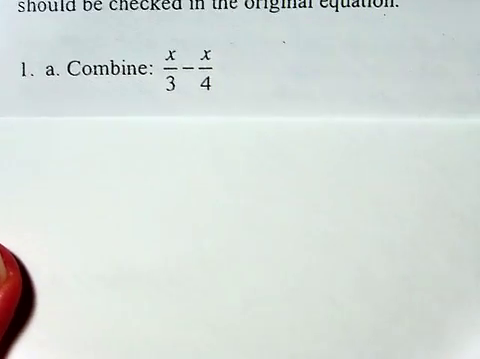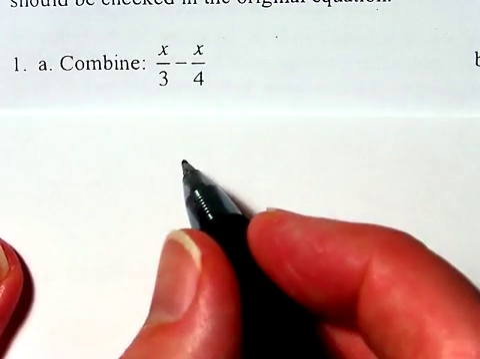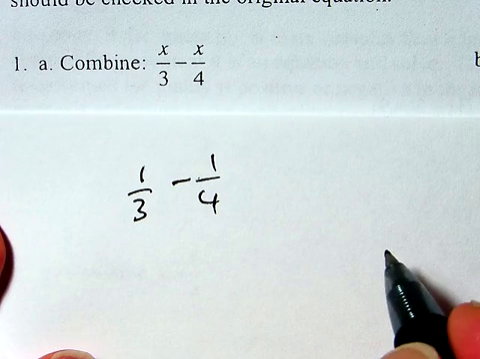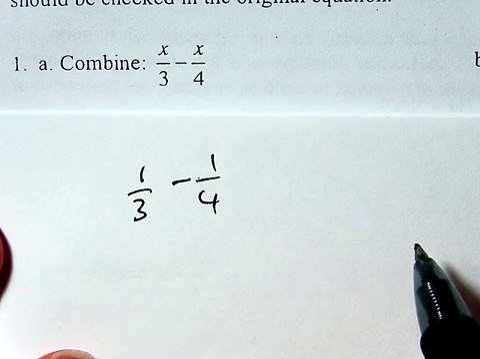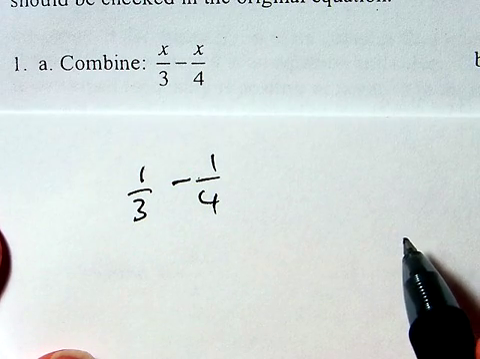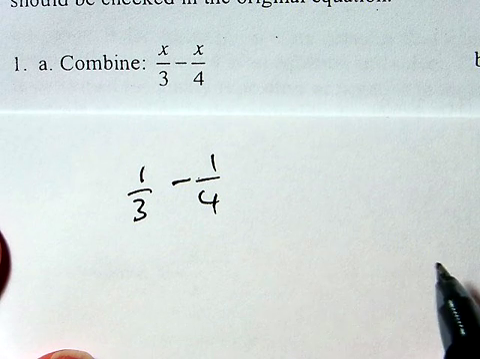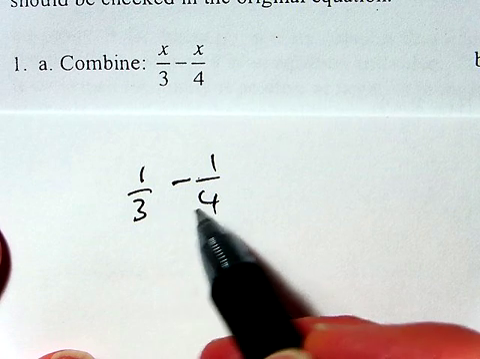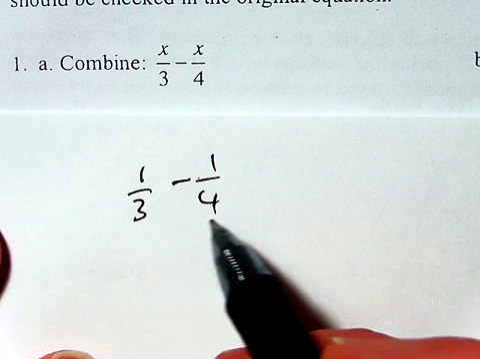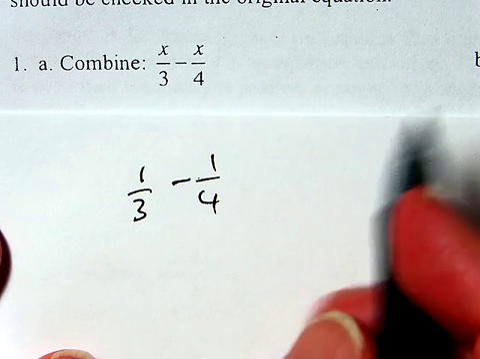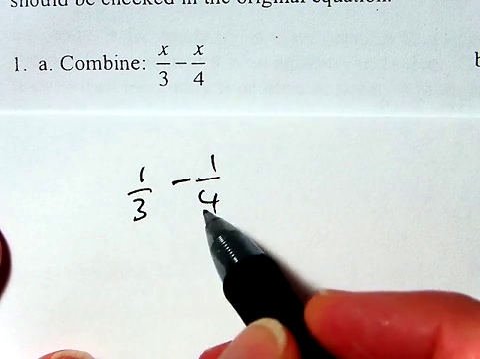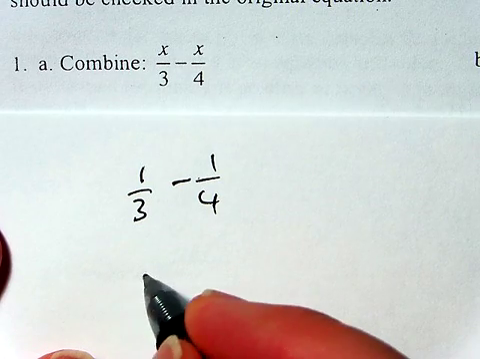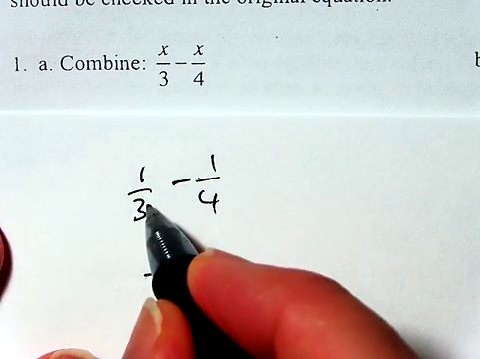Combining x over 3 minus x over 4 is really very similar to combining 1/3 minus 1/4. In this case, I'm just using numbers. The way we do something like that is we have to find a lowest common denominator, and the way to do that is to come up with the least common multiple of 3 and 4. So in this case, you could see, I hope, that 12 is going to be the least common multiple.